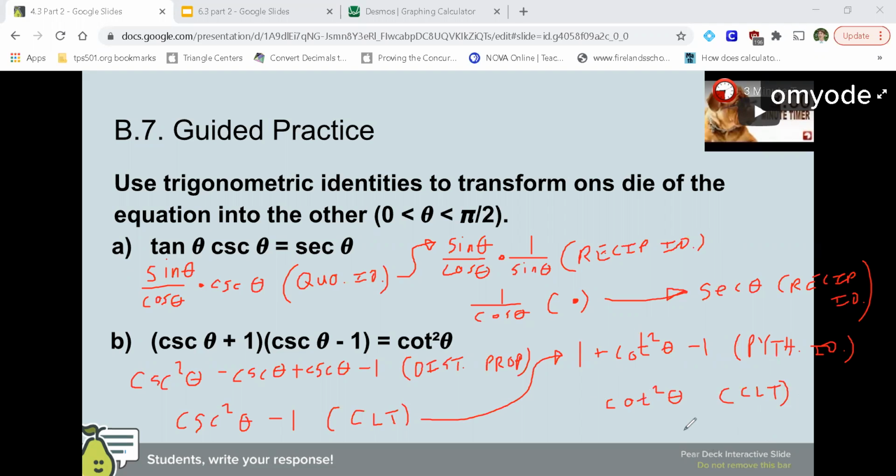Questions, concerns, complaints? And again, I think on the actual homework, it just has you fill in parts of this. So you don't have to end up doing the full proof by yourself.